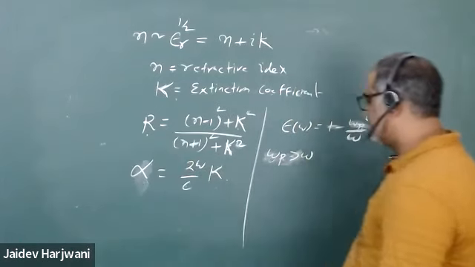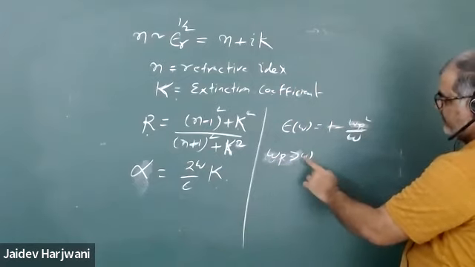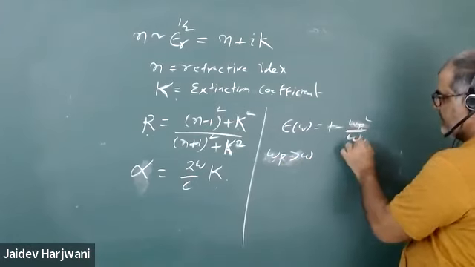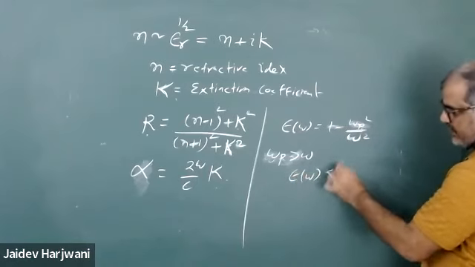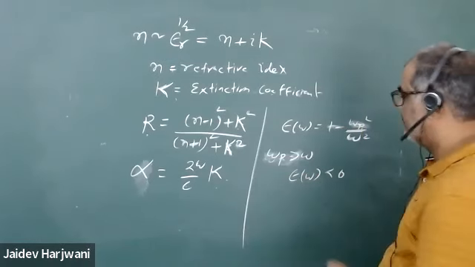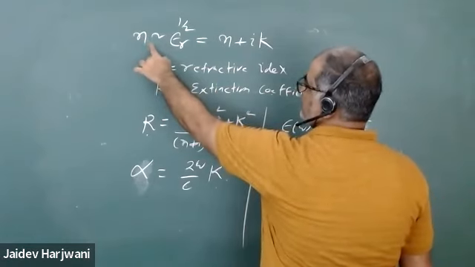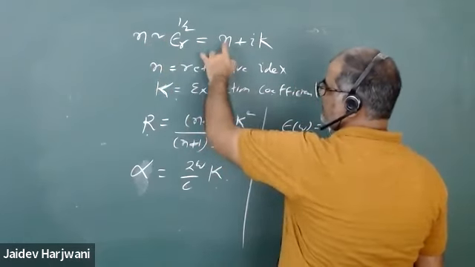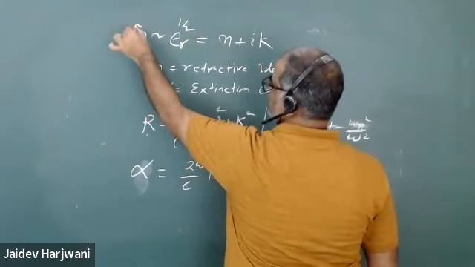Now if my frequency ω is less than ωp, that is, if ωp is greater than ω, then the dielectric constant becomes negative. And once the dielectric constant is negative, the refractive index becomes a complex quantity. That means this n becomes zero.